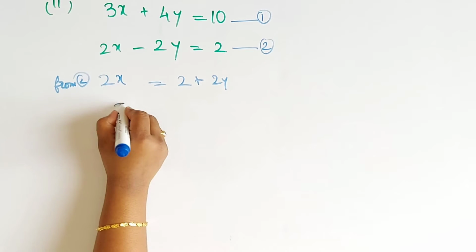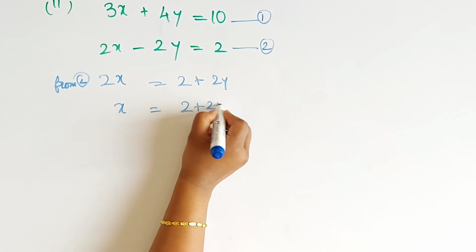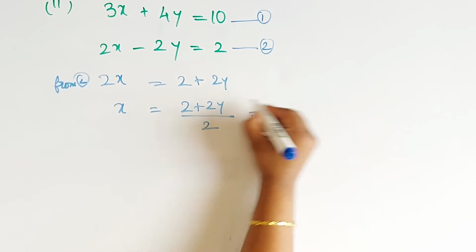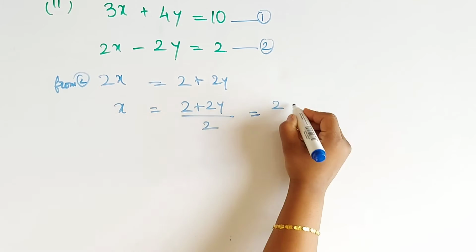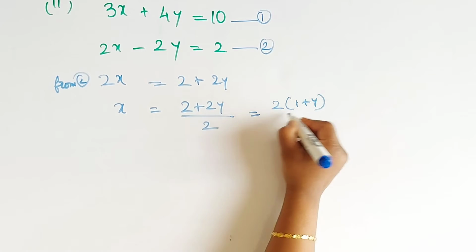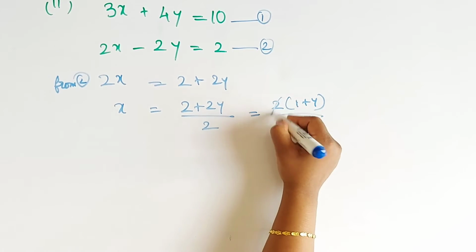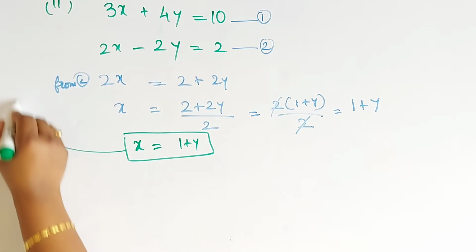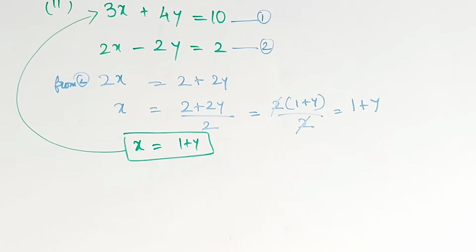Right? So x equal to (2 plus 2y) divided by 2. This 2 will go to the right-hand side, divided by 2. Now here take 2 common: 2 times (1 plus y) divided by 2. The 2 will get cancelled. x equal to 1 plus y. Now put this value in equation 1.